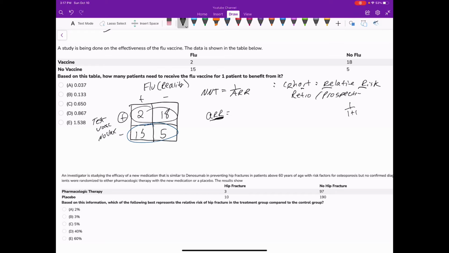Okay, let's do it. So we're going to do 2 over 2 plus 18. Instead of dividing it, we're not going to divide it. So we're not trying to find that right now. We're going to subtract it. Okay, over 15. 15 plus 5. So let me reduce it real quick. 2 over 20 minus 15 over 20. Okay, well, I'm not doing this on my own. I'm going to have the calculator do it for me. 2 over 20 is 0.1 minus 15 over 20.